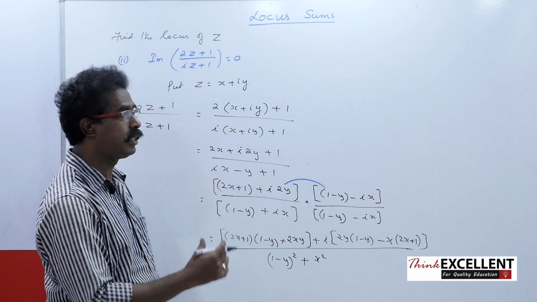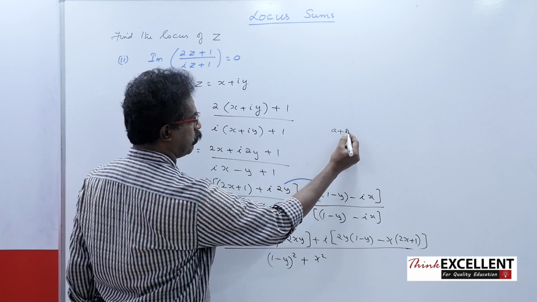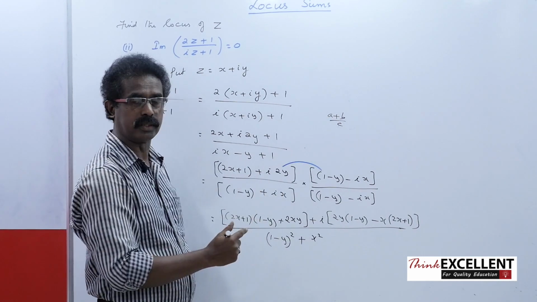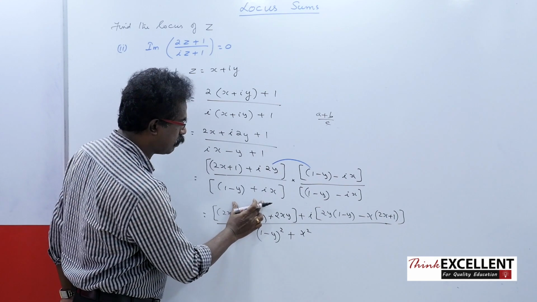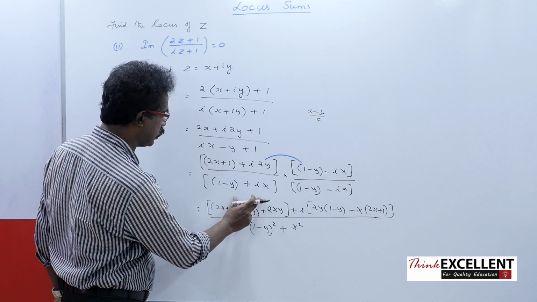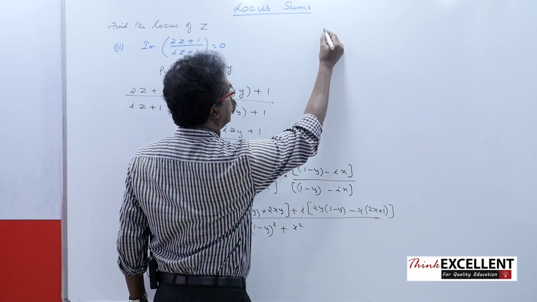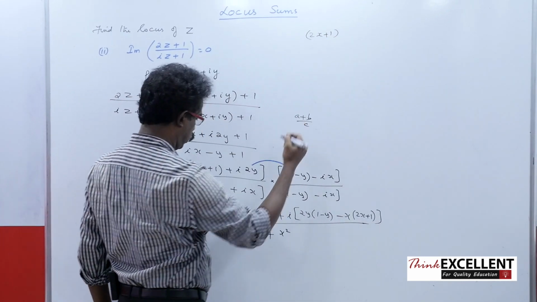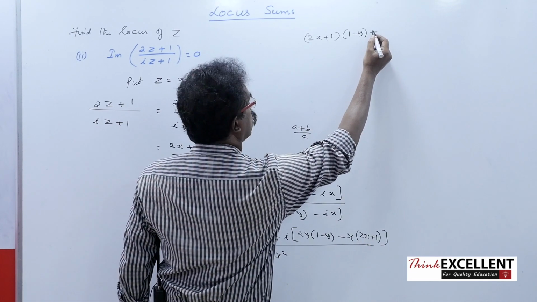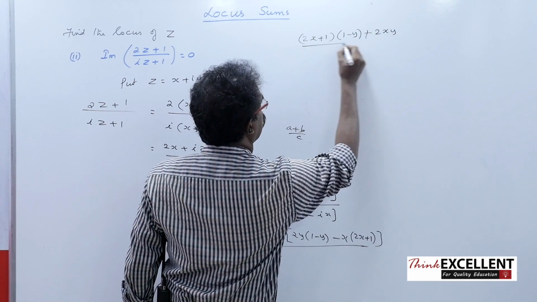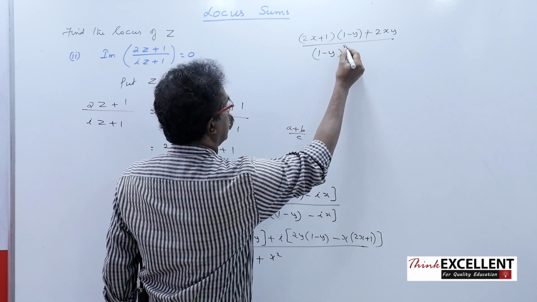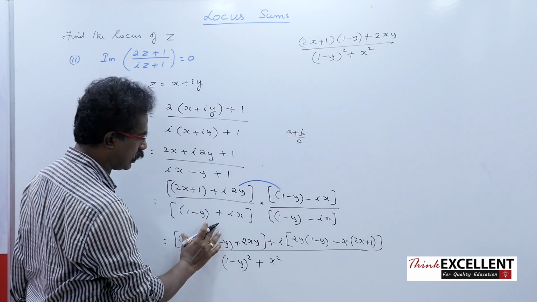So now you split into two. Suppose (a plus b) by c, you can write it as a by c plus b by c. So same way, we split into two: this by this plus this by this. So a plus ib form you write. First this by this: (2x plus 1) into (1 minus y) plus 2xy, divided by the denominator (1 minus y) the whole square plus x square. That is the real part.